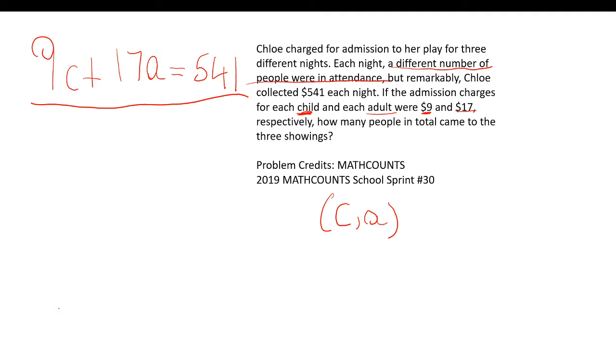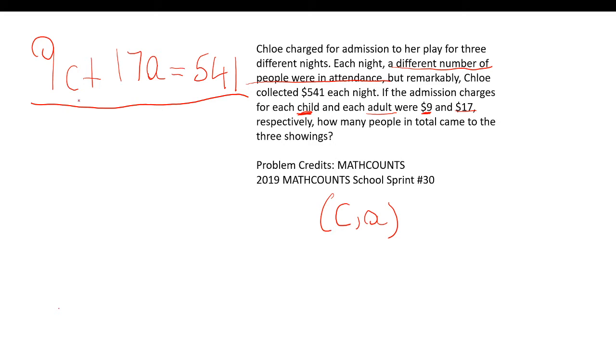Now let's play around a little bit. Let's see if C is 0. If C is 0, we have 9 times 0 is 0, and we're left with 17A equals 541. But 541 can't be a multiple of 17. If we just try to imagine dividing, 17 times 3 is 51, and that's going to leave 3 when I subtract off the 51 from the 54. And of course, 17 times what equals 31? Well, 31 is not divisible by 17. So C can't be 0.